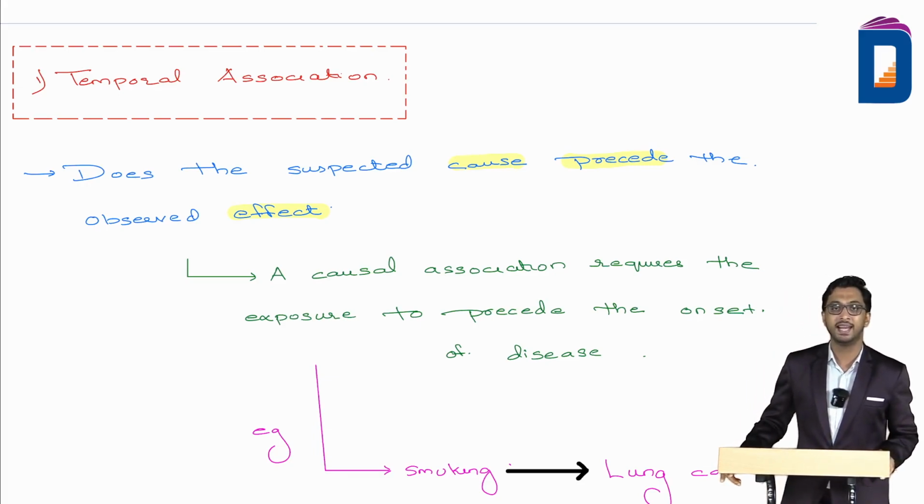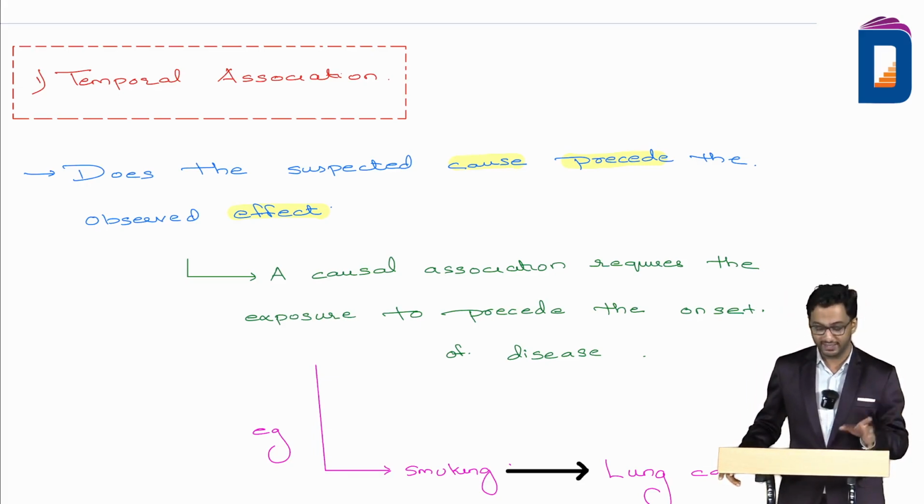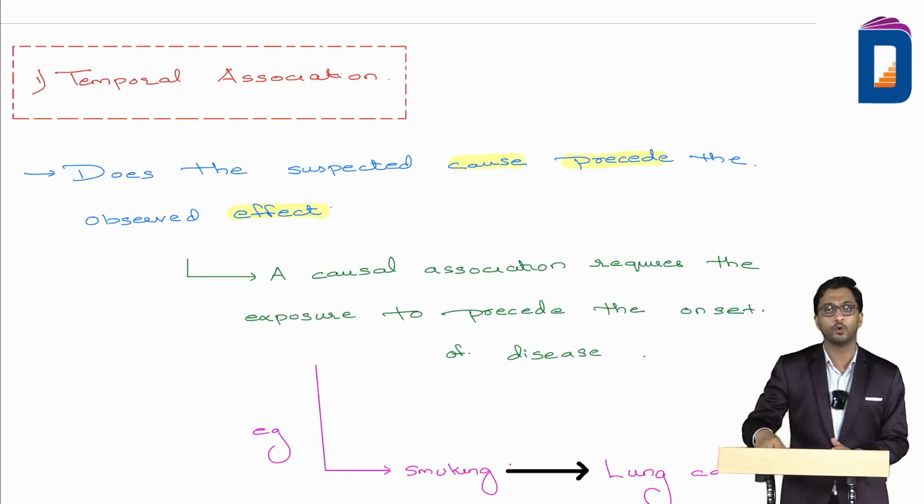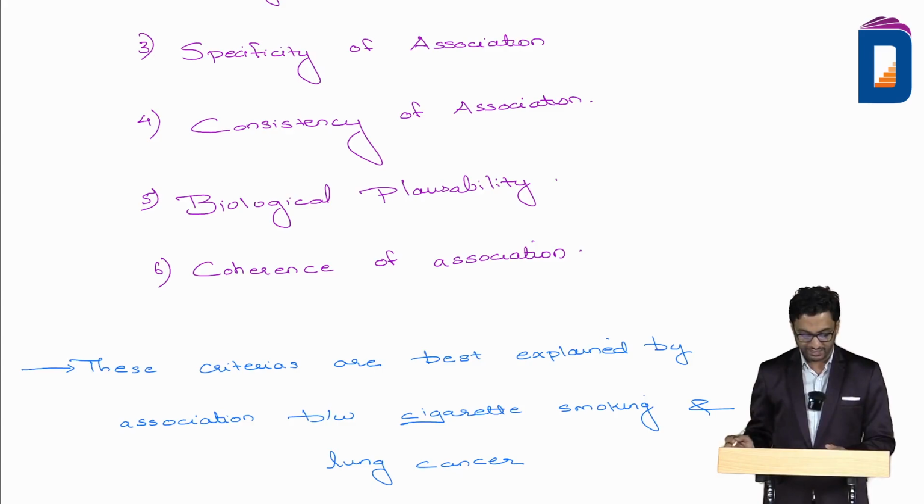Okay, select the best correct option. In that case, you might have to select temporal association. But if they give you the first three and this one is the fourth one, this is the best answer. Now I told you I'll explain biological plausibility and coherence of association.